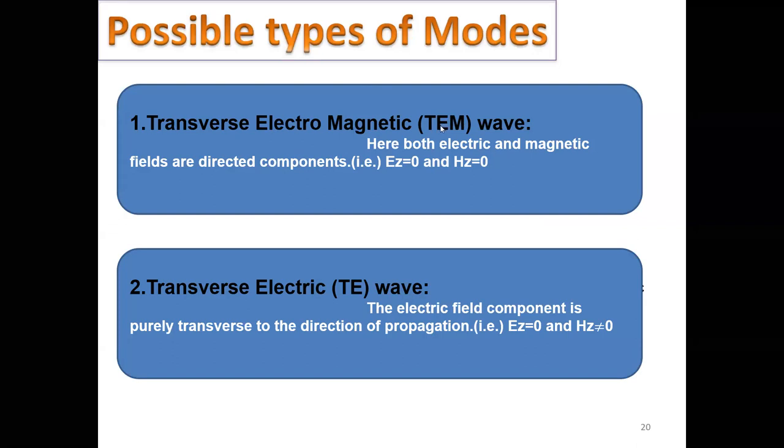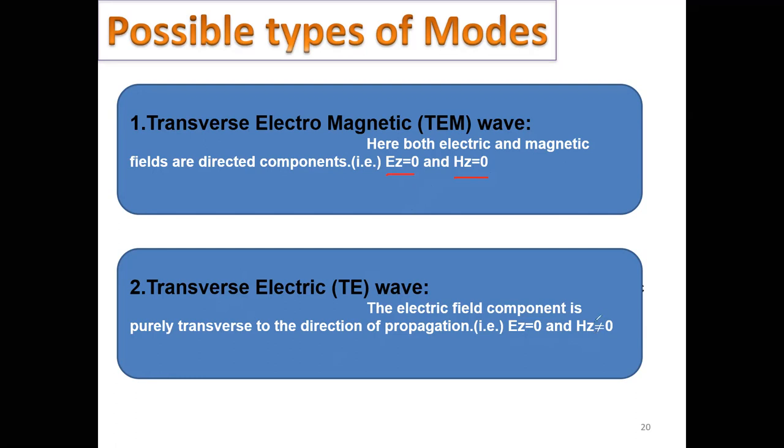And possible types of modes. Transverse electromagnetic wave, TEM wave. Here both electric and magnetic fields are directed transverse components. That is, Ez is equal to zero and Hz is equal to zero. So remember this, in the TEM wave, Ez and Hz both are zero.